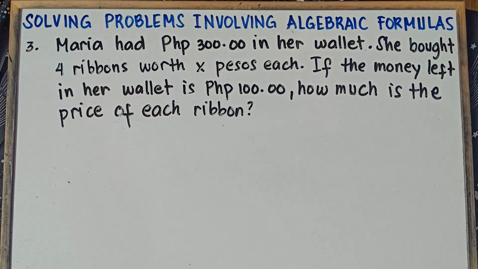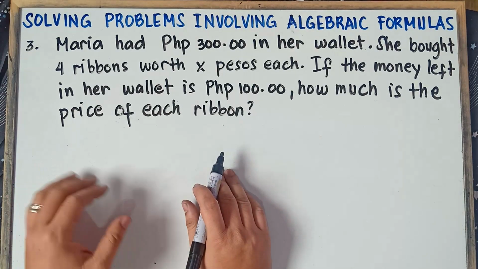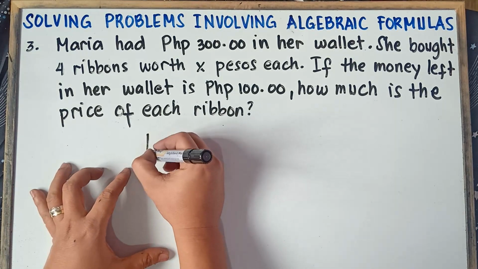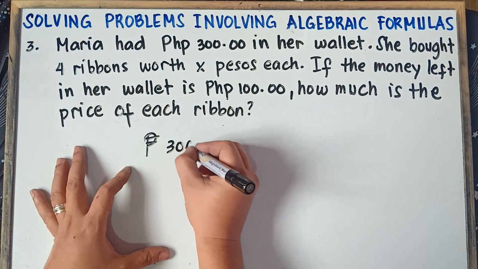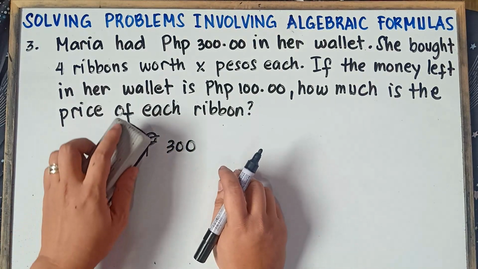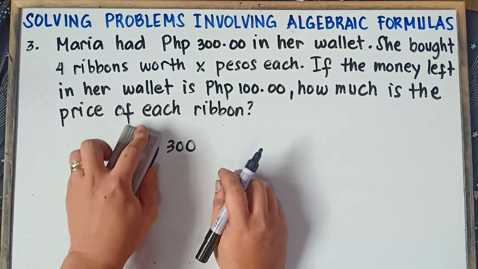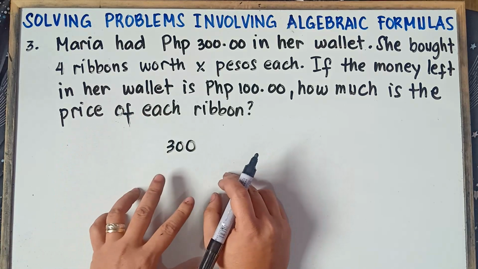Maria had 300 pesos in her wallet. She bought 4 ribbons worth X pesos each. If the money left in her wallet is 100 pesos, how much is the price of each ribbon? So once again, the starting money of Maria, that would be 300 pesos. So we can ignore first the peso sign, class, for us not to be confused.